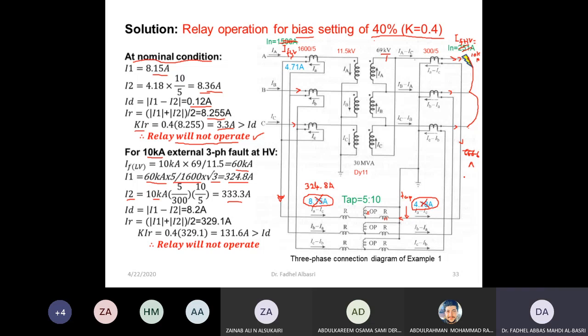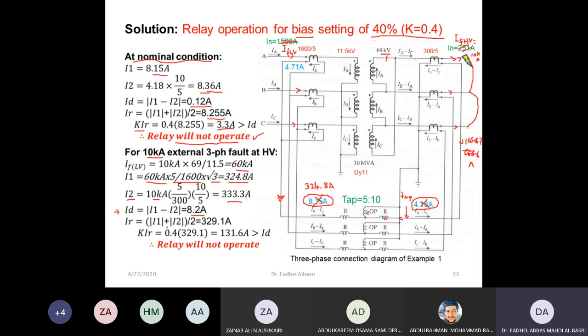Which is 166.67. This is 166.67 ampere. All right. And now after the tap is 10 to 5, so times 10 over 5, I'll get 333.3. Now I calculate the differential current, which is the difference between this current.